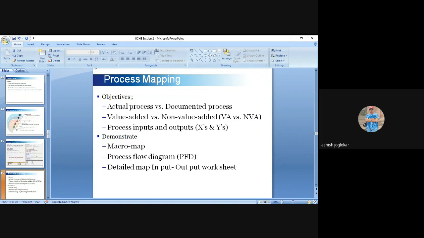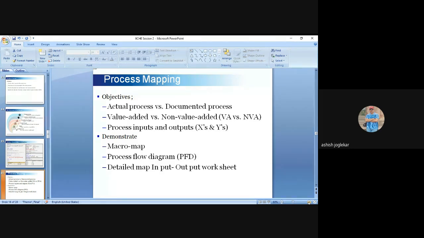The actual process, what we will do: somebody will put water on the gas first, then put the sugar in that, then put tea in that, then put milk in that, then boil and drink it. That is the actual process. So there is a difference between the documented process and the actual process. So process mapping will find out the difference between the documented and actual process.